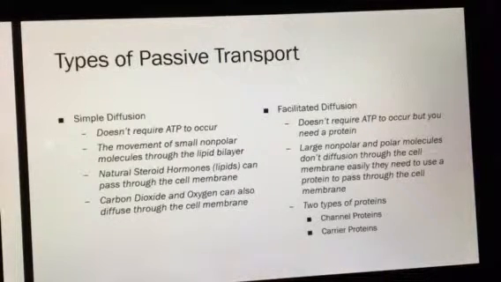The second type of diffusion is facilitated diffusion. Facilitated diffusion, again, like simple, does not require ATP, but it has to have a protein. One of our integral proteins, which is all the way through, a transmembrane protein. And so that is necessary for facilitated diffusion to occur. And there are 2 types of proteins. One is a channel protein and one is a carrier protein.